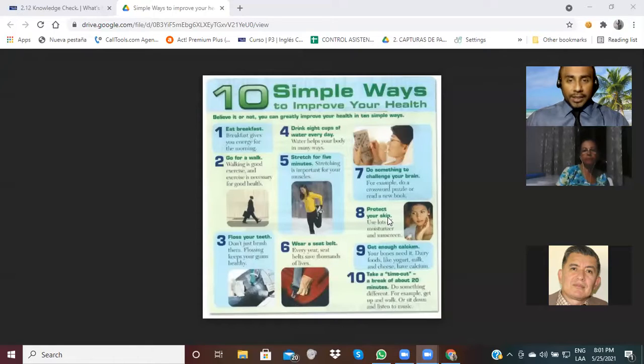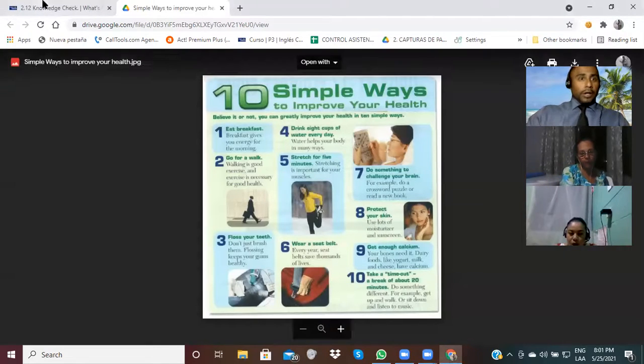Protect your skin. Get enough calcium. Take a time out. A break of about 20 minutes. Okay.